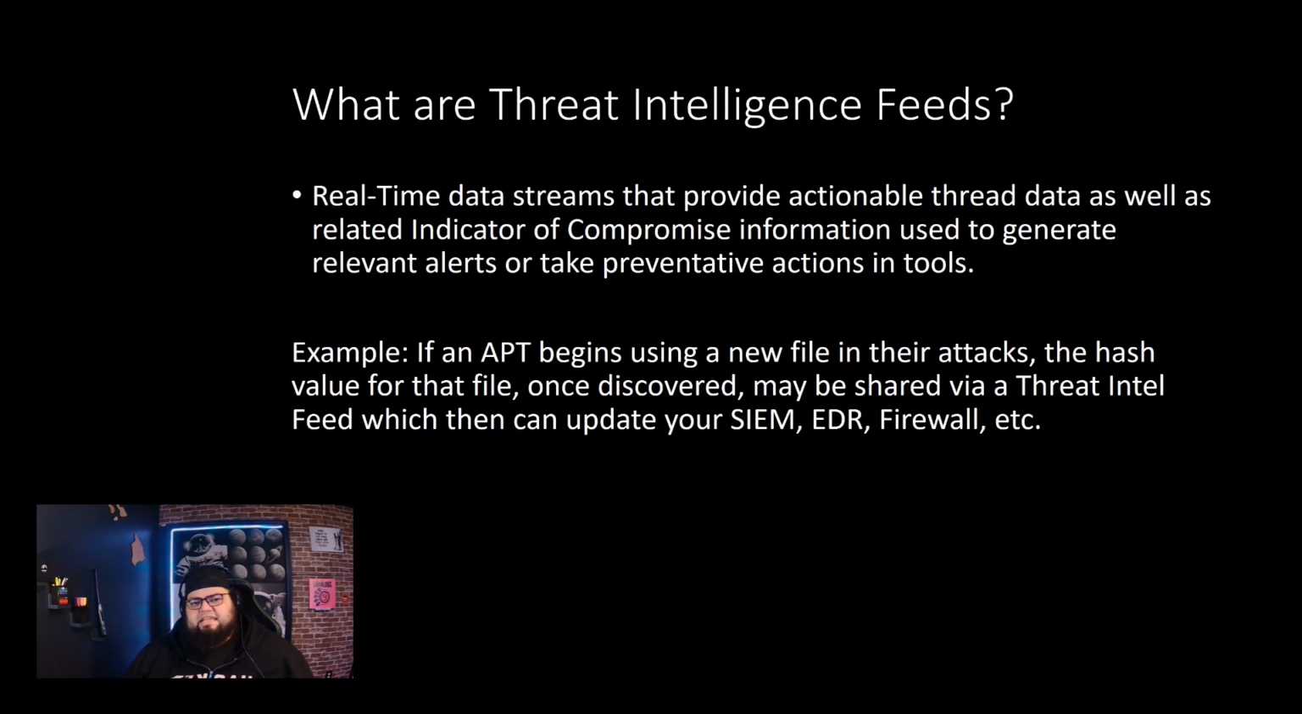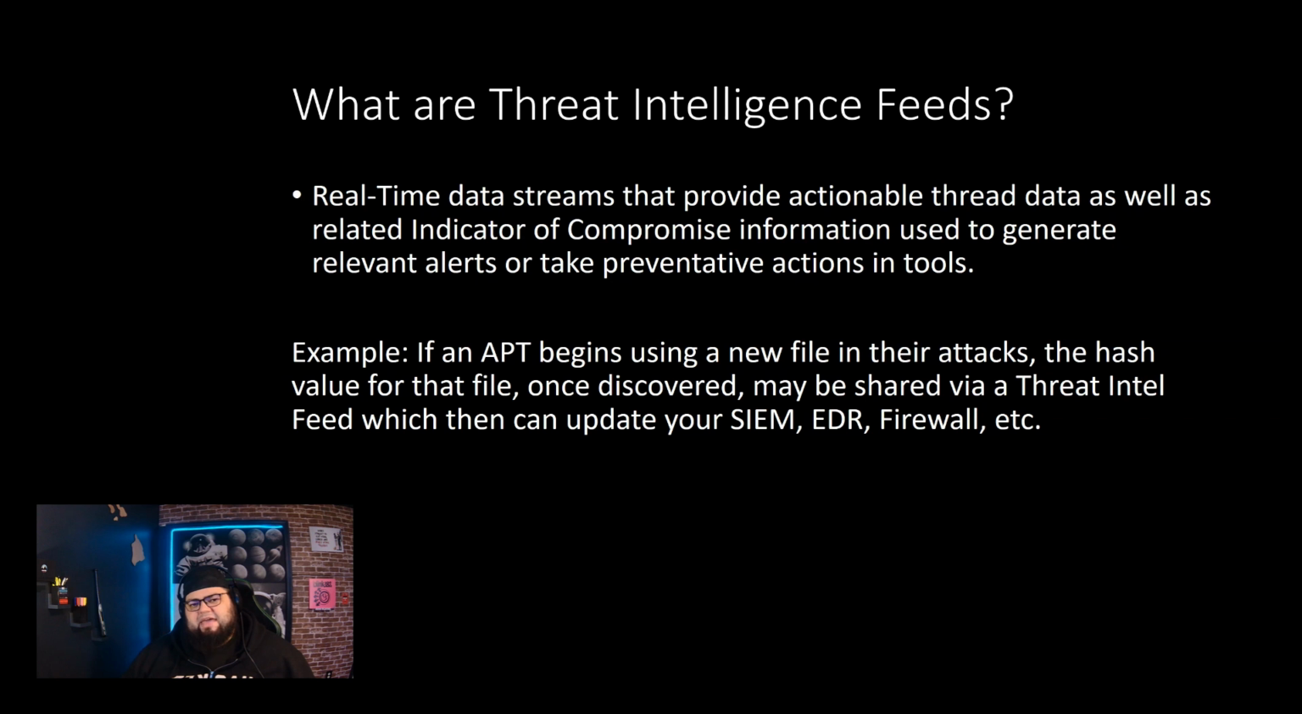A good example is if we know that there's an APT out there that's using, I don't know, Mimikatz or something. And then all of a sudden they change the file so it has a different file hash that they're using in the attachments that they're sending out, or they're using some new script with a different file hash. Once that's discovered and recognized by the community or whoever's doing the research to find this stuff, depending on the feed you're getting it from, they can share that in their threat feed.